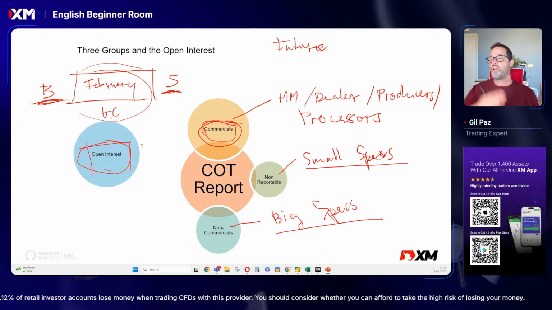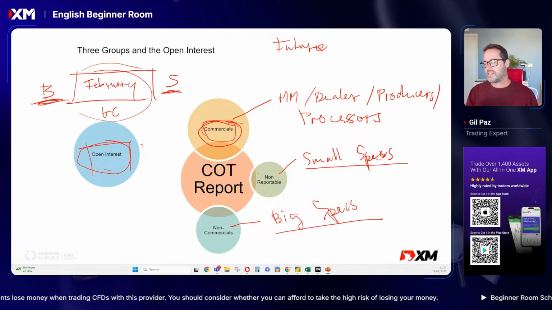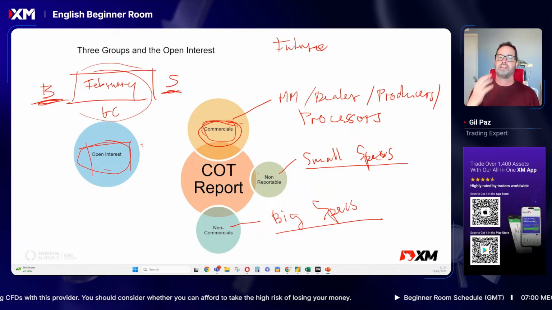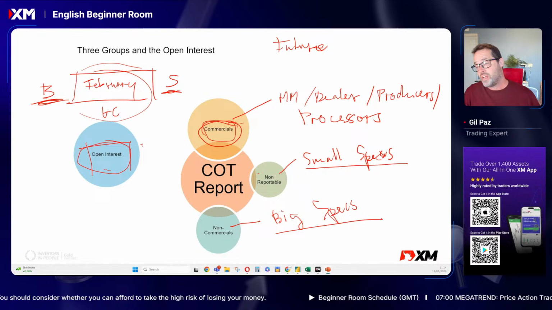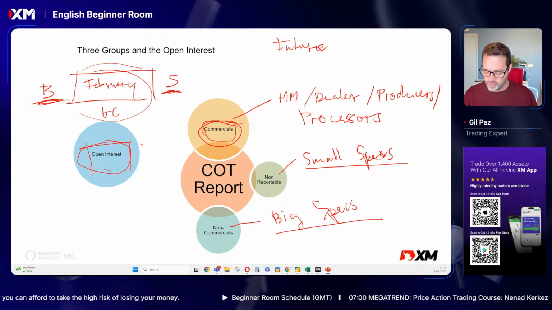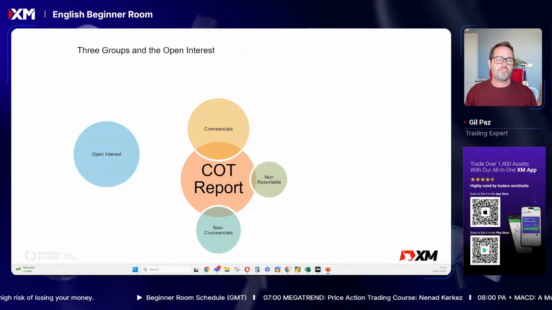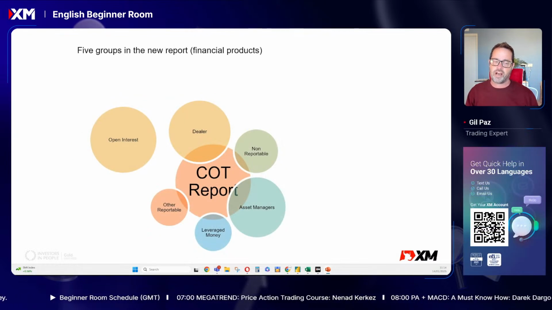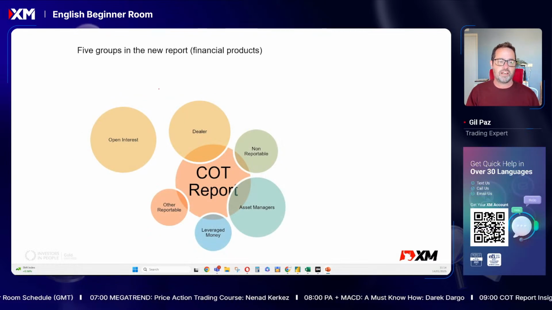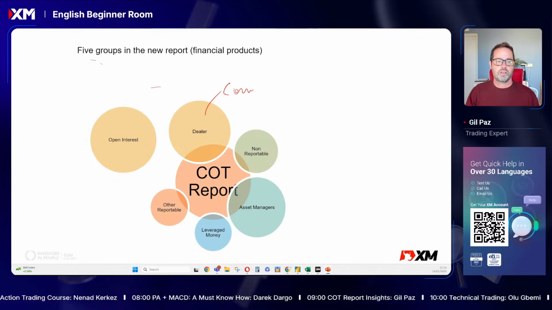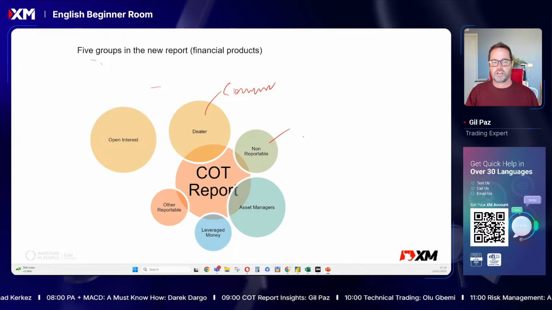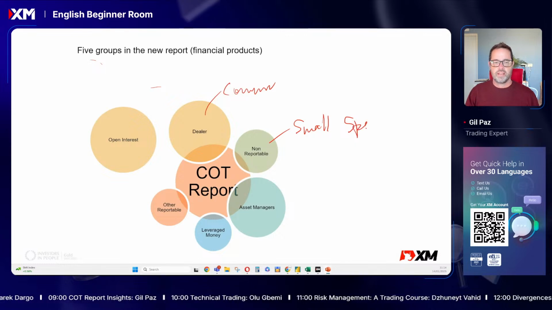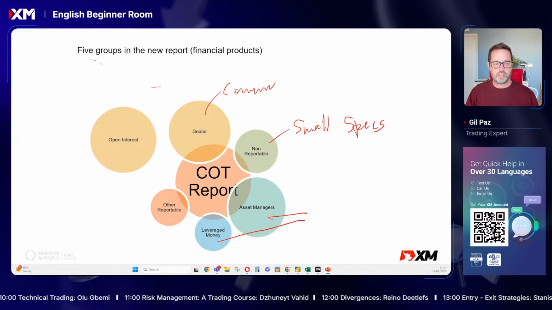So if you have a lot of contracts open, the open interest is big. There is a lot of interest in this product. That's what you have to know. And again, it's kind of the volume. So this is the old report. We have the new report for financial products. And in the new report, the dealers, those are the commercials. We have the non-reportable, those are the same group, small speculators. And the big speculators are divided into three groups.